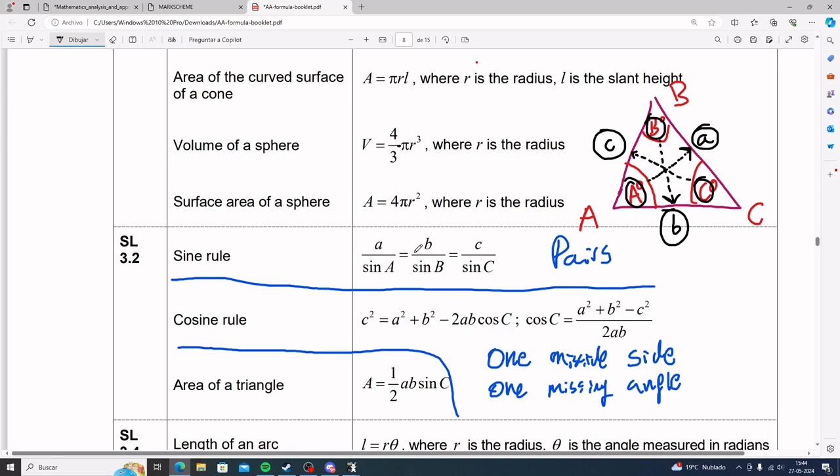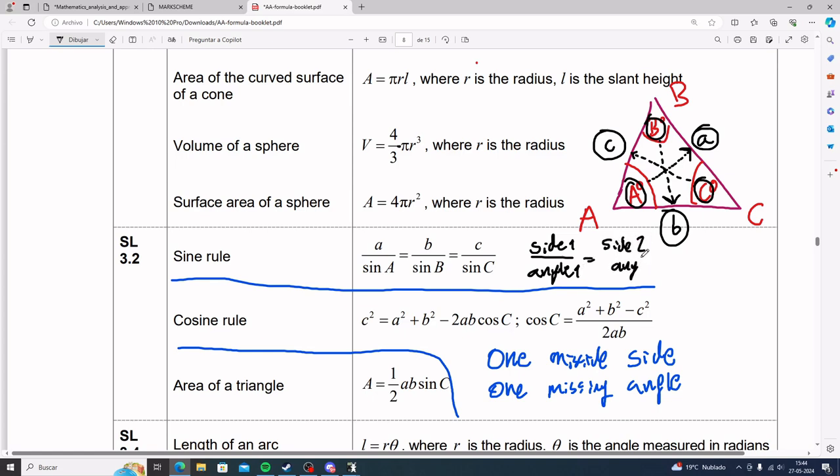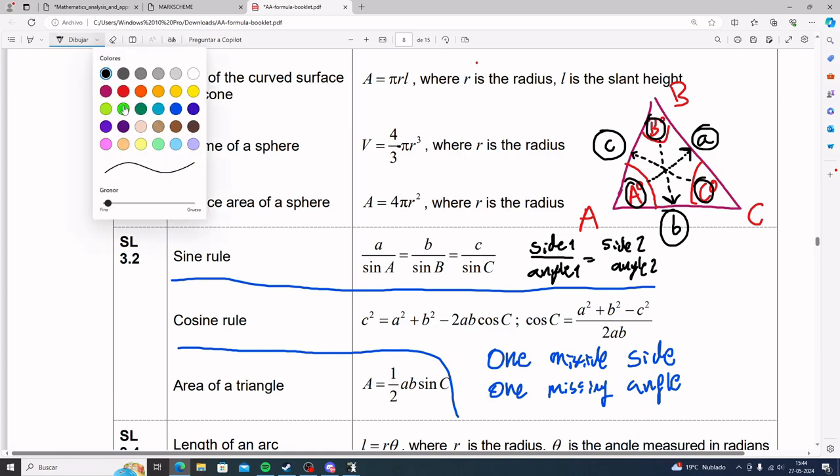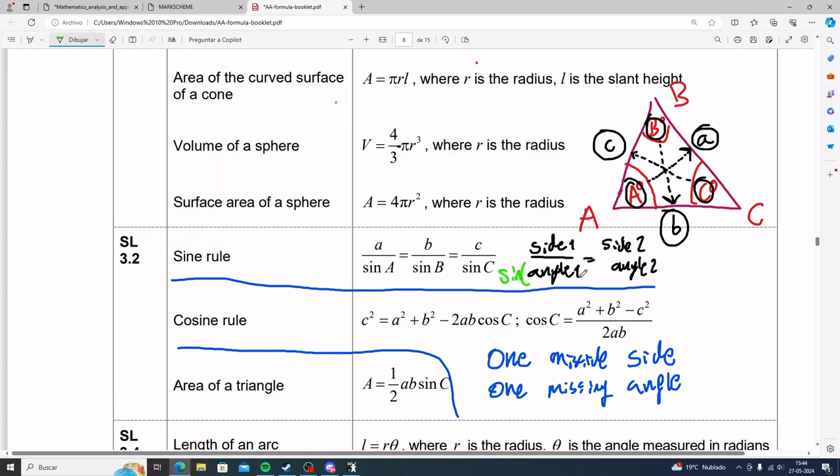And so technically the sine rule boils down to this: side 1 divided by angle 1 equals side 2 divided by angle 2. Now, an important detail you have to keep in mind is that these angles have a sine next to them. But technically, the sine rule, because it works in pairs, is that you have the side of the first one with its corresponding angle equaling the side of the second one with its corresponding angle. That is what it really boils down to.